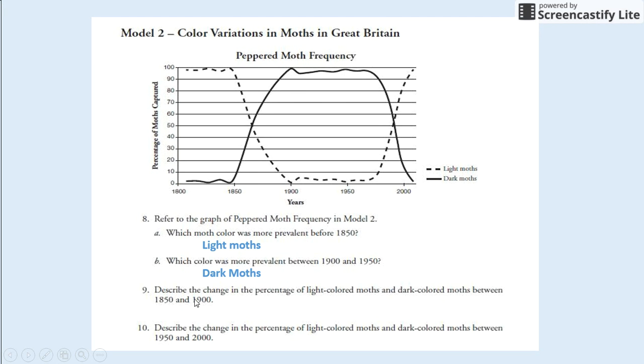Number 9, describe the change in the percentage of light-colored moths and dark-colored moths between 1850 and 1900. So what's happening between 1850 and 1900? Let's take a look at our light moths first. Our light moth population is going down, or decreasing, and at the same time, our dark moth population is going up, or increasing. So between 1850 and 1900, the light moth population decreased and the dark moth population increased. We don't know why yet, but we know that it's happening based on our graph.